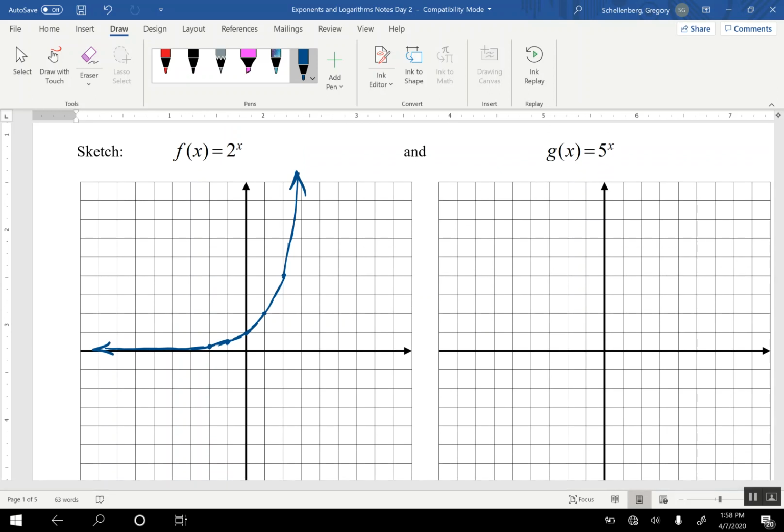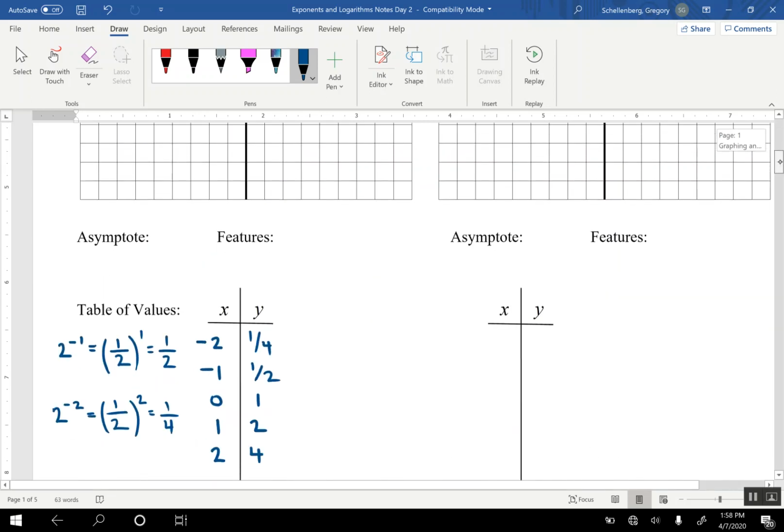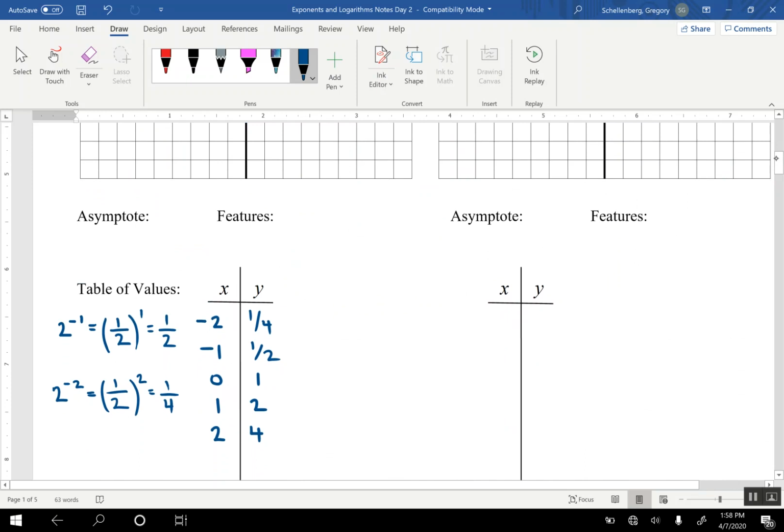And so what you'll notice is that there is no value that we can plug in for x to produce a y value of 0 or a negative y value. So we don't see it, but we can say that there is a horizontal asymptote here at the x-axis, which is y equals 0. Okay, so asymptote is y equals 0.